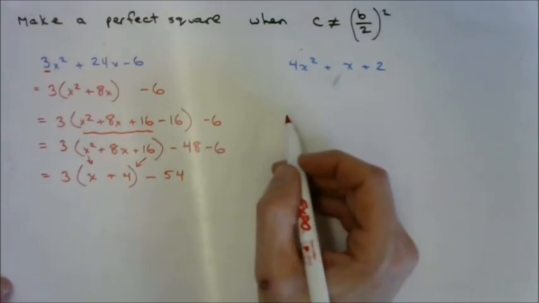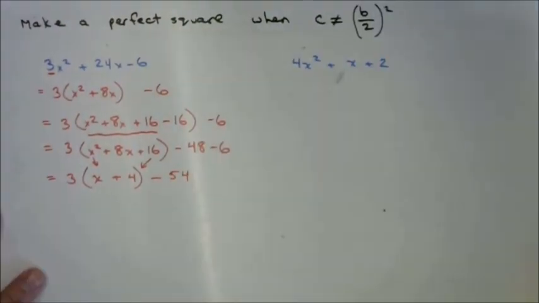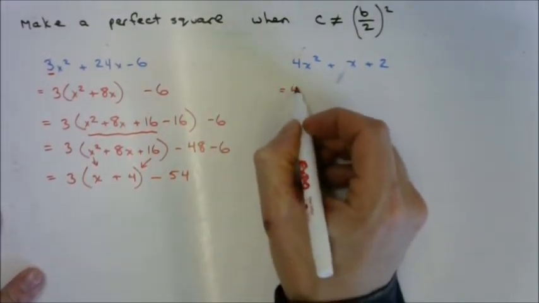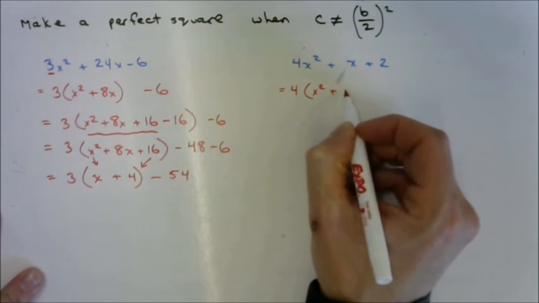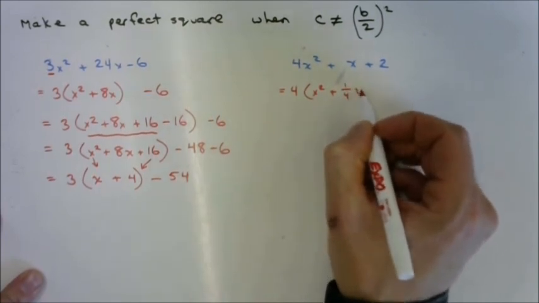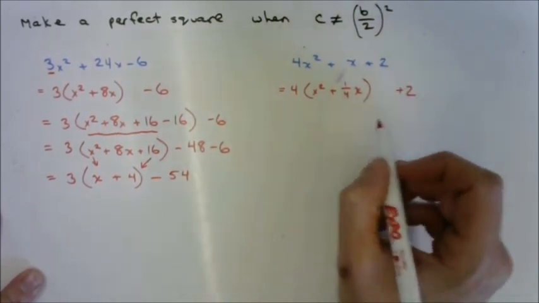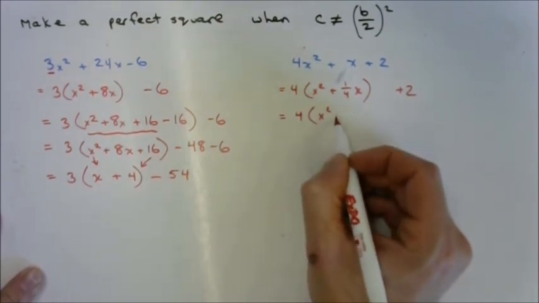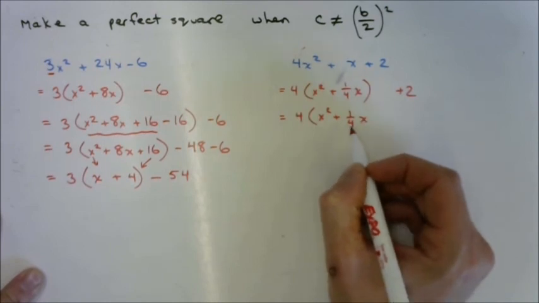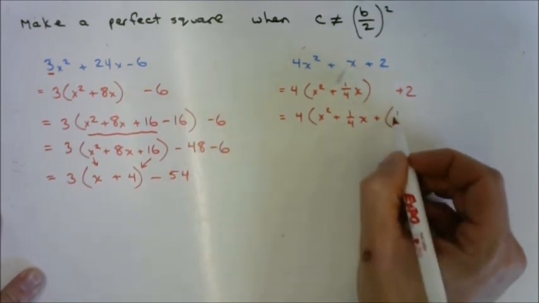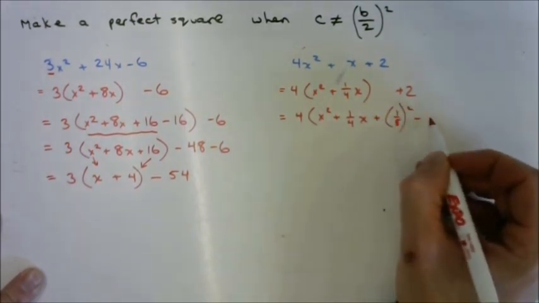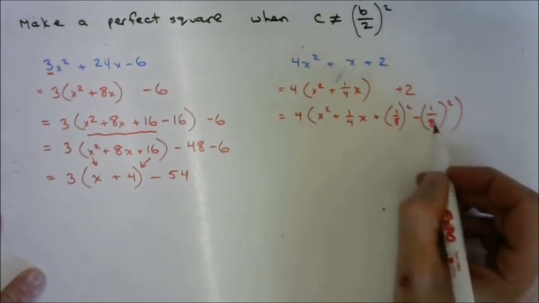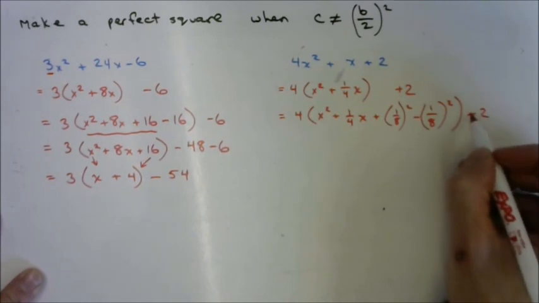Okay? Here we go. This is the hardest one on the page. Okay. Group your x terms. Factor out the 4. It's going to leave us with a quarter of an x. Leave the 2 on the outside. Now in order to create my own perfect square, I need to take half of b, which is 1 over 8, and square it. And if I add that, I need to be fair and subtract that, still within the brackets, plus 2 on the outside.